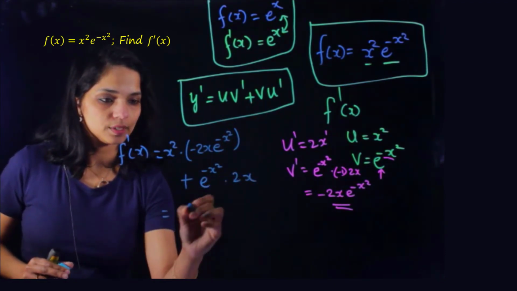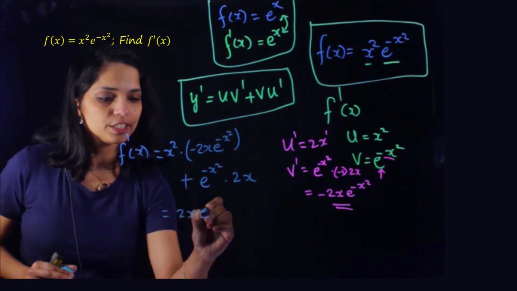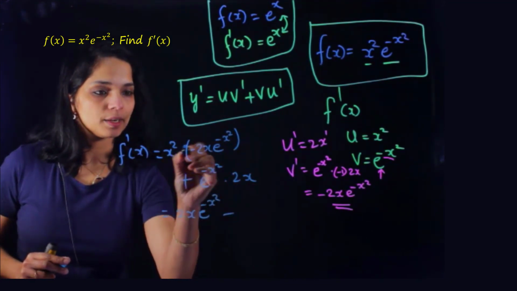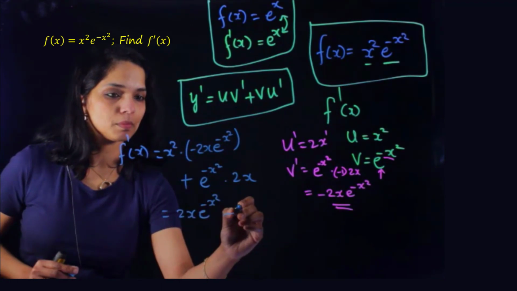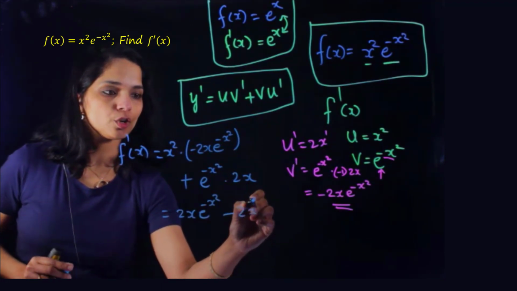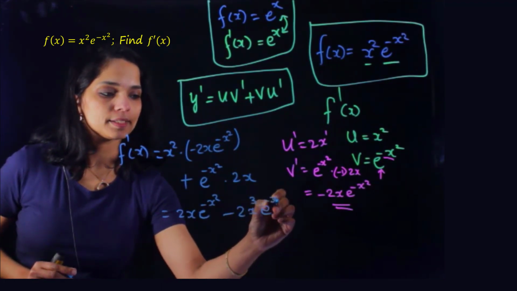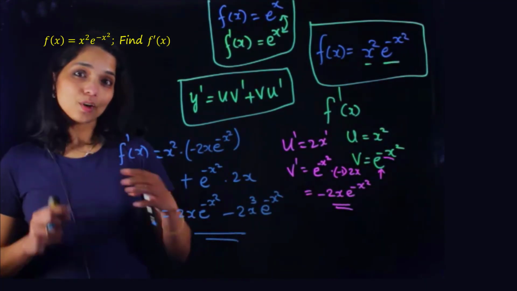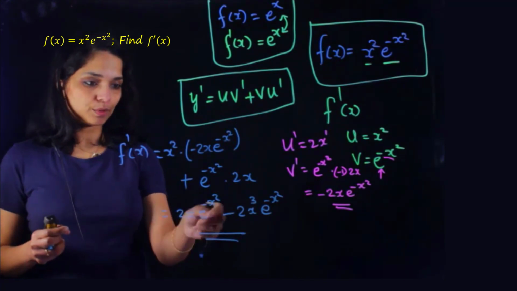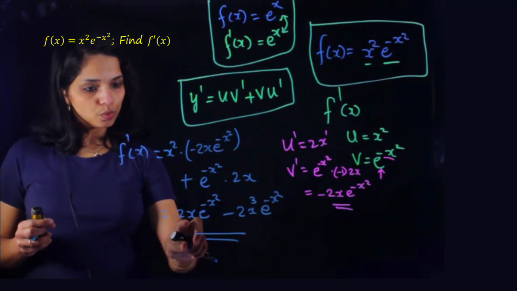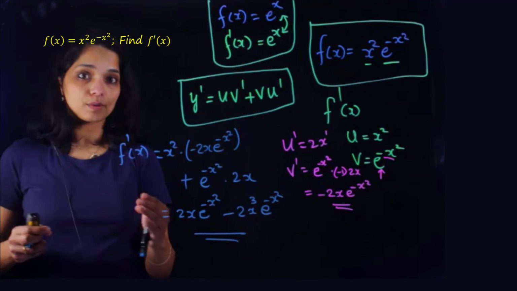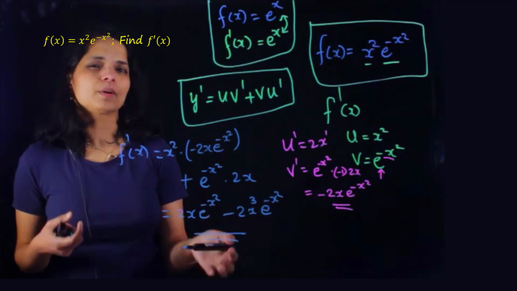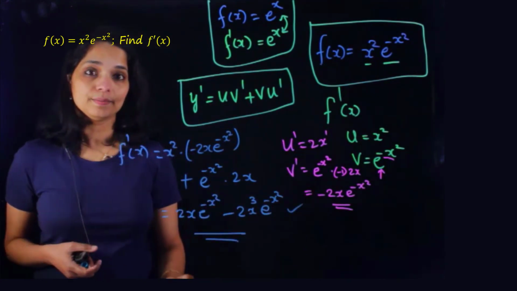So that equals 2x e^(−x²) − 2 times x² times x, which is −2x³ e^(−x²). That's the final result. There are other alternative forms as well. For example, you can put 2x e^(−x²) outside and put everything else in brackets. That's not required, so you can leave the answer here.